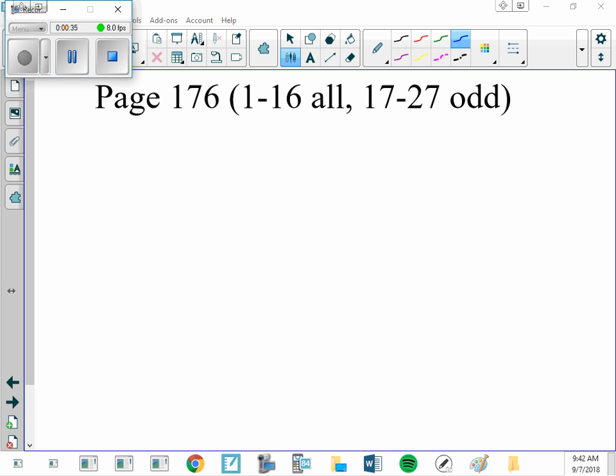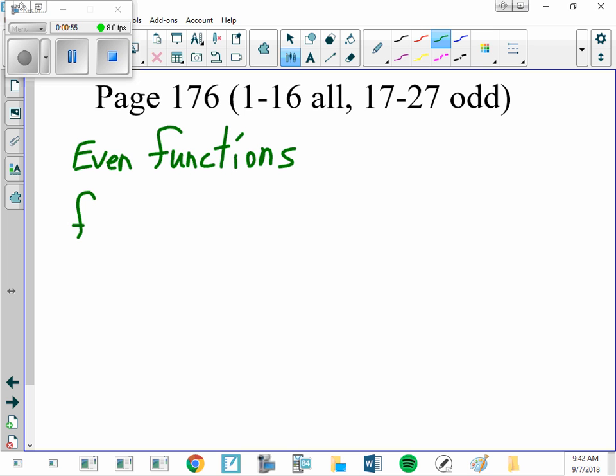Hard then easy? Okay. So, even functions. Not many functions are even. Okay? An even function is any function where f of negative x is equal to f of x.